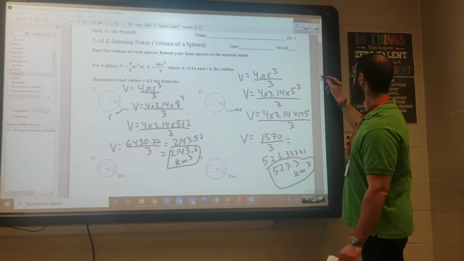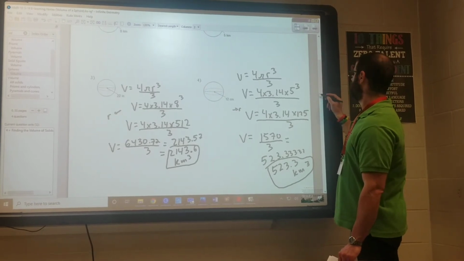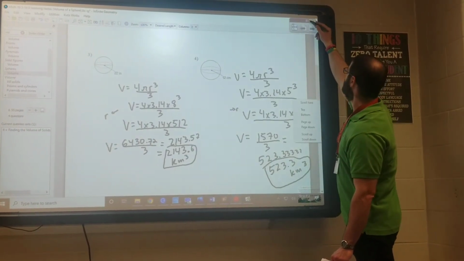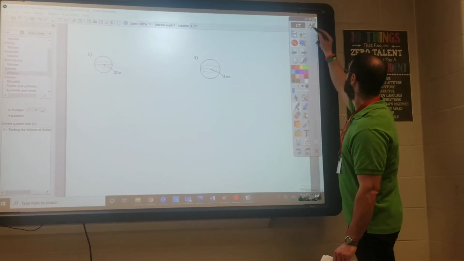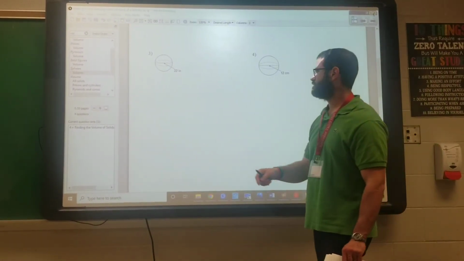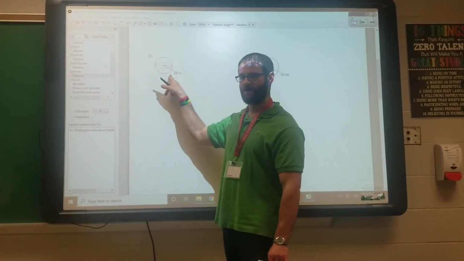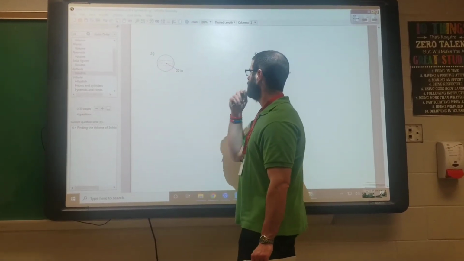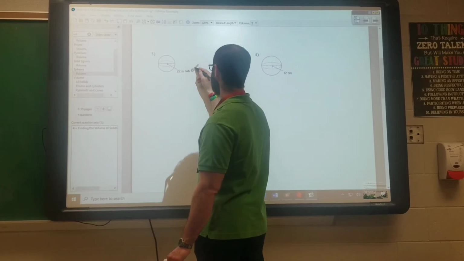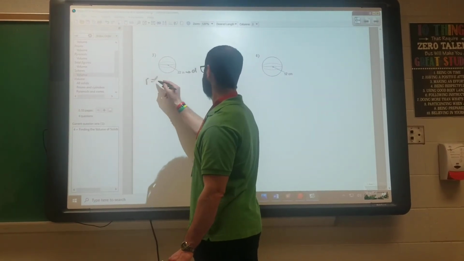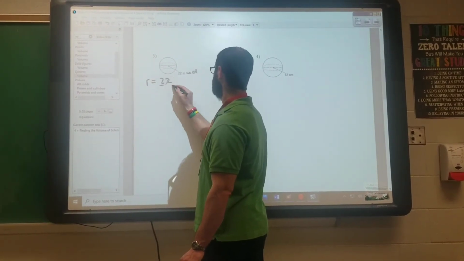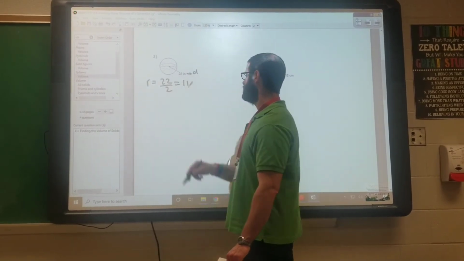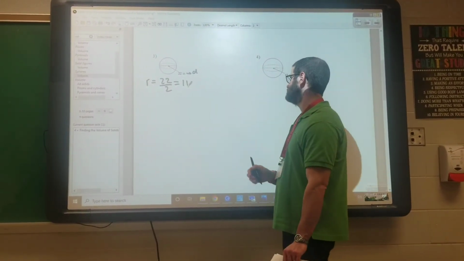All right, here we go. The next two look a little different because we are not given the radius, but we're actually given what? What is this? Okay, this is the diameter. It's all the way across. So this is actually the diameter. To get the radius, you got to take the diameter divided by 2. So 22 divided by 2. So 11 is our radius.